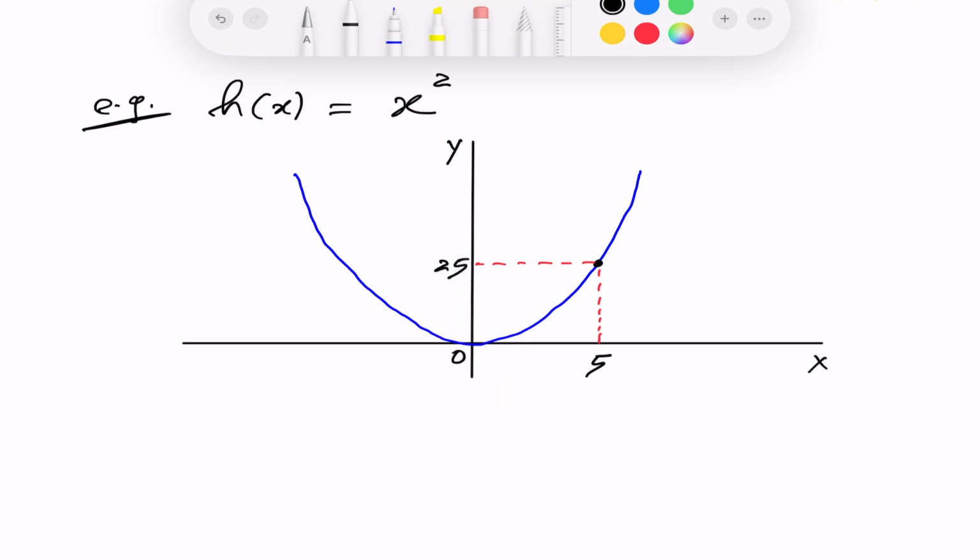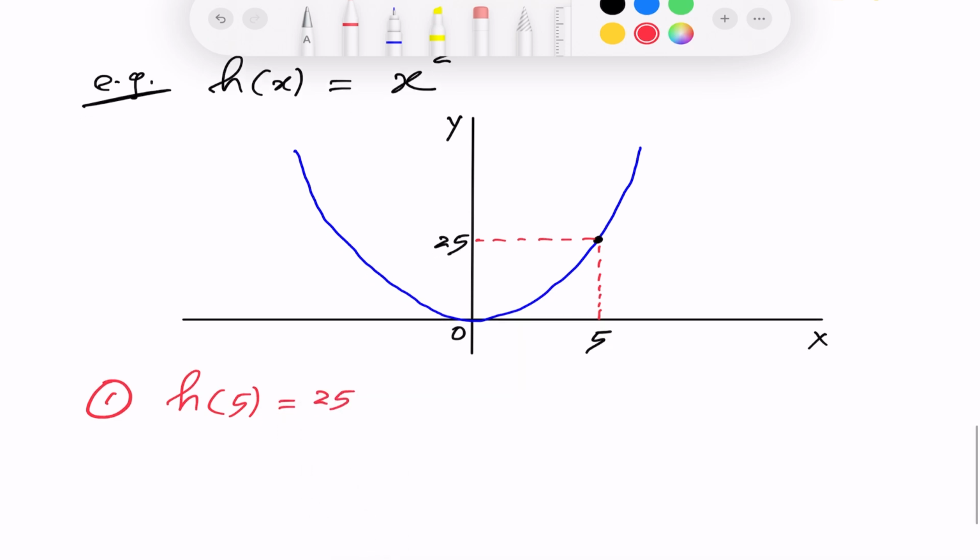Now for this function, we can write down those three pieces. First piece is, what's the value of h of x evaluated at 5, or in other words, h of 5? h of 5 is equal to 25. That is the first part.